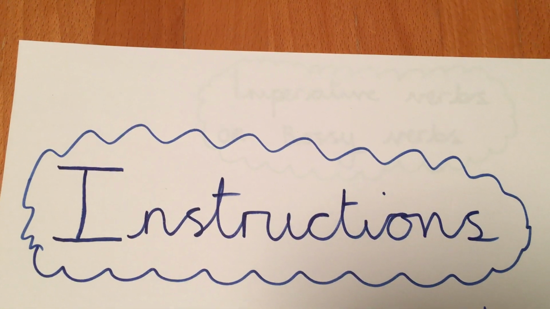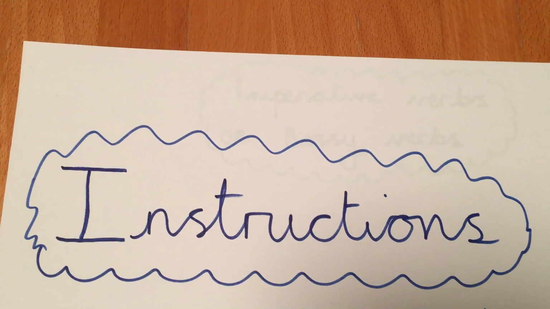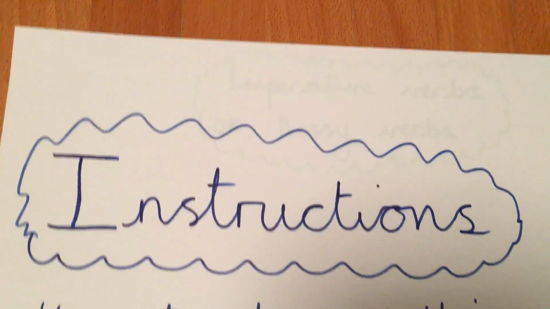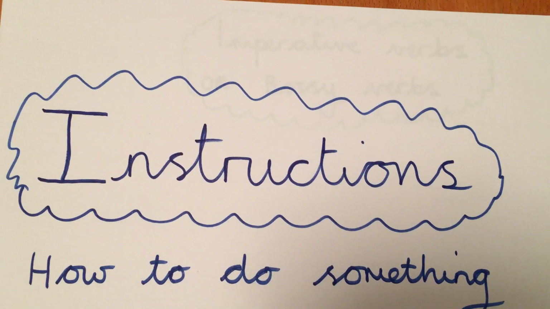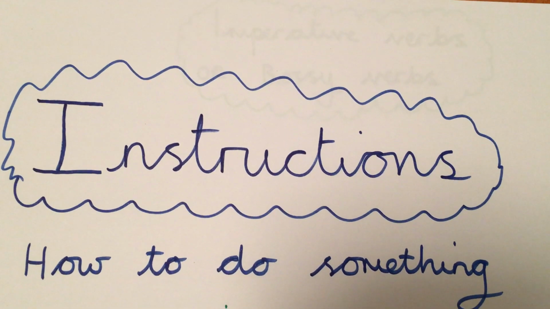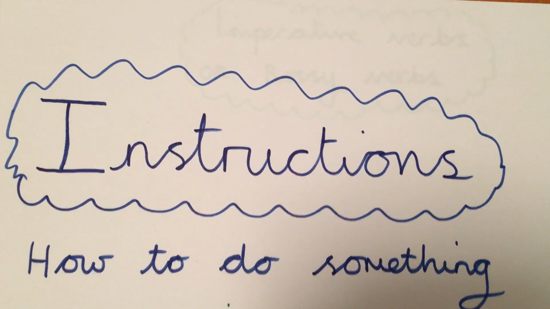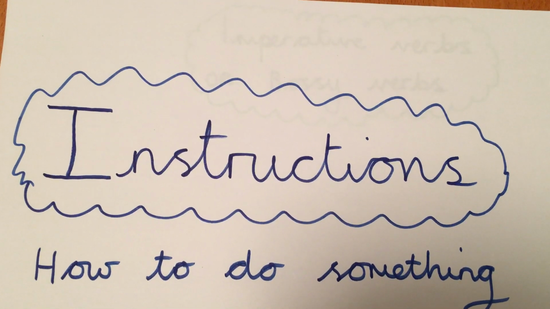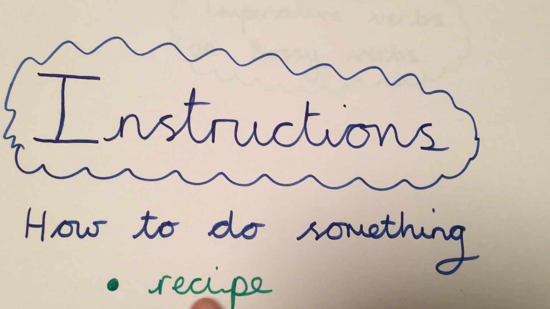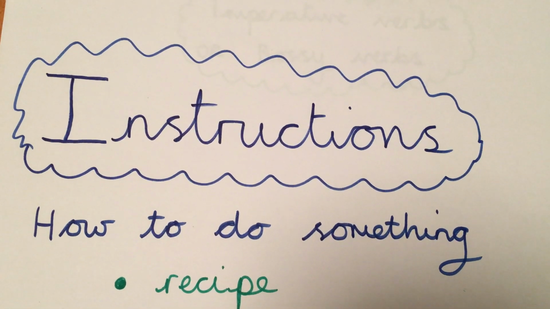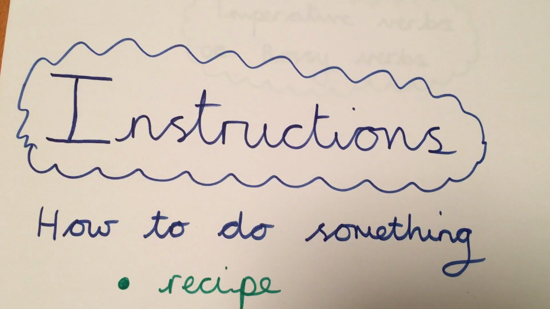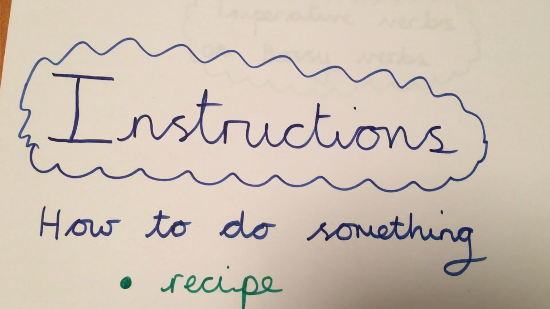What do instructions mean? What are they? Well, they tell us how to do something, don't they? Can you think of any examples of instructions? What about how to make something like a biscuit? A recipe. Yeah? I bet you have all seen and followed recipes with your parents and families making things.